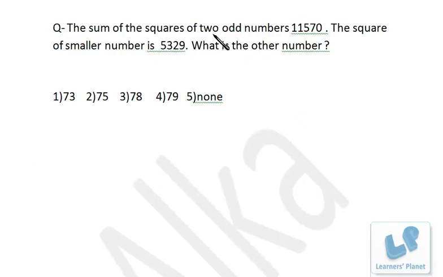Now see this question, the sum of squares of two odd numbers is this, the square of the smaller number is this, and what is the other number? That means x square plus y square is actually 11570, right? Now x square is 5329. We have to find out the value of y. Now see, it's very simple. Here it is unit digit as 9 and we are getting the unit digit as 0 over here. So in the case of y, the unit digit of y square should be 1. So that is possible only in this case, right? That is 79 square will end in 1. Okay, so that is the correct choice.